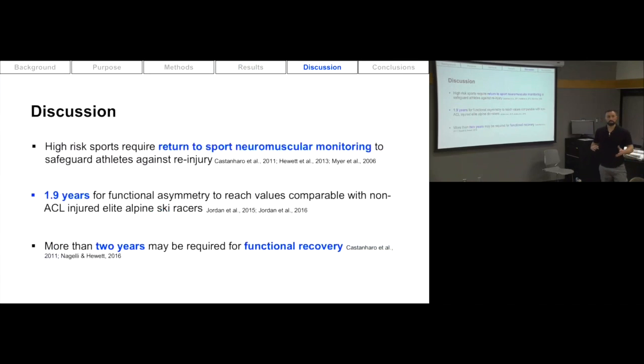In other high-risk sports in general, the general sense is that return to sport neuromuscular monitoring is absolutely key to safeguard athletes against re-injury. And in that vein, by looking at the recovery in functional asymmetry, it seemed like it took approximately 1.9 years for functional asymmetry to reach values that were comparable to some of the other data that we've collected on non-injured elite ski racers. So this ties back into that question in the literature these days, which is: is it really a 4-month return to sport? Is it 12 months? Or is it something that extends much further beyond that, to ensure that athletes are progressing well as they come back into a high-risk activity?